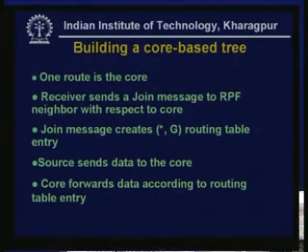So, one router is the core and a receiver sends a join message to the RPF neighbor with respect to the core. Now, every receiver actually wants to join the core. So, the join message creates a star G routing table entry and the source sends data to the core. The core forwards data according to the routing table entry. Now, since there is no single source, or anybody could be a source, we put a star in place of S.